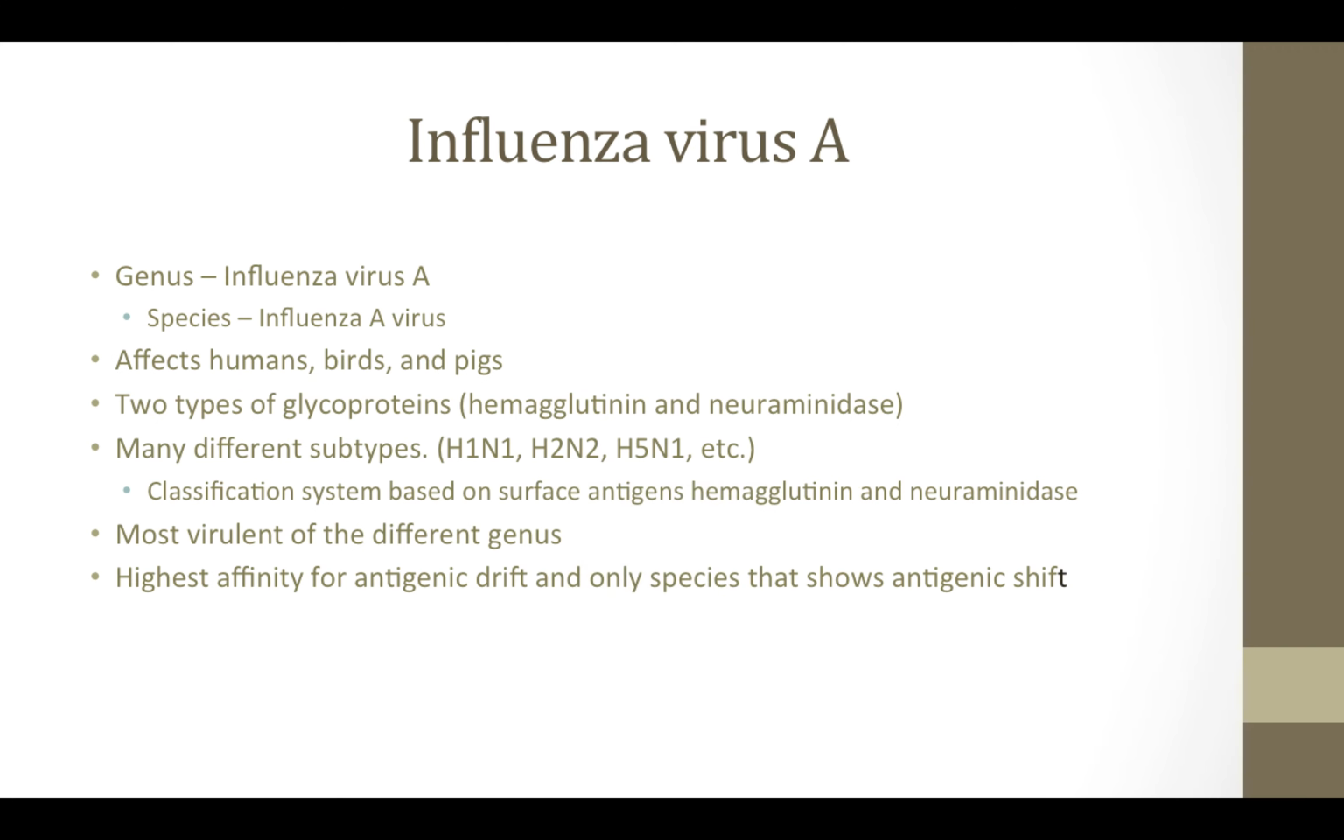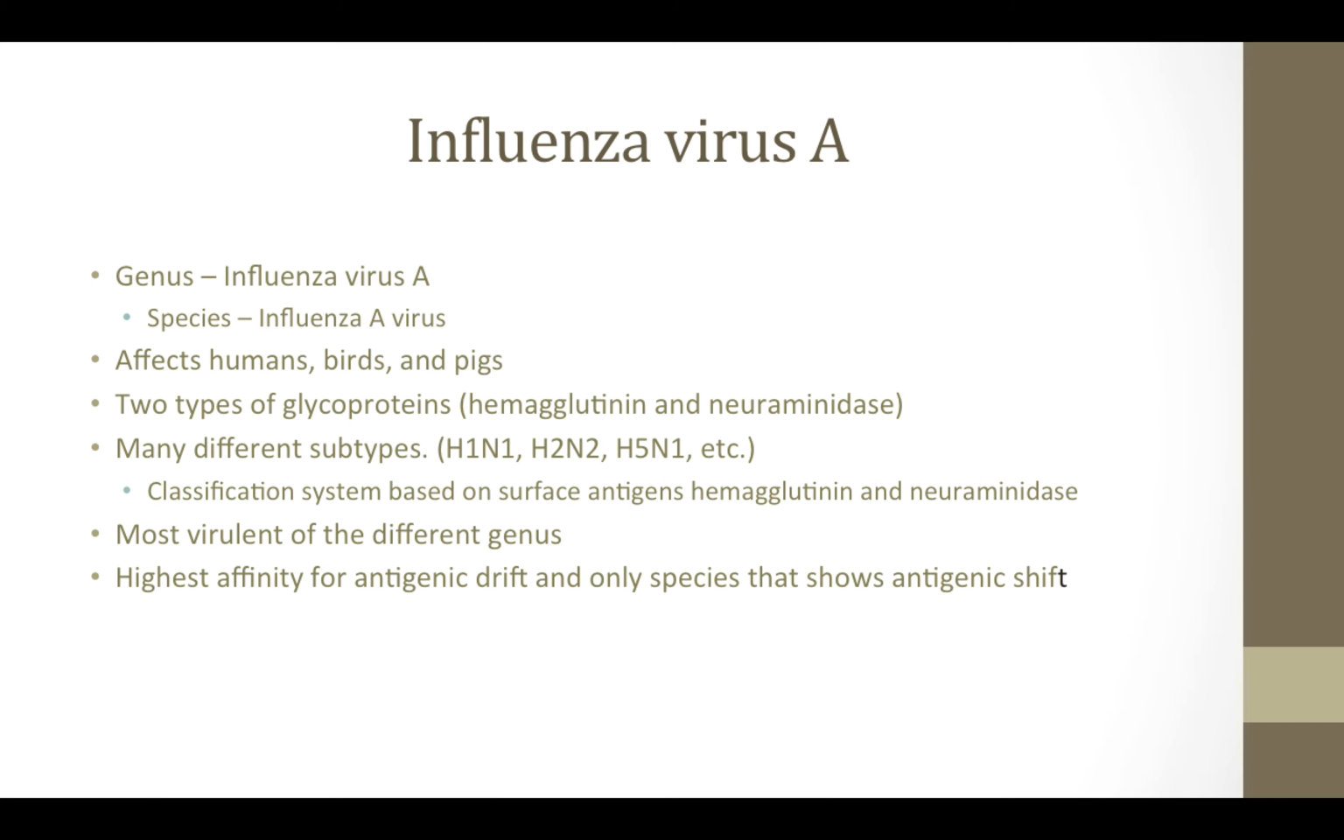Influenza virus A. The species of this genus is the influenza A virus. It affects humans, birds, and pigs. There are many different subtypes of influenza A, and they are classified based on the presence of certain variances of surface antigens called hemagglutinin and neuraminidase. There are 16 subtypes of hemagglutinin and 9 subtypes of neuraminidase.